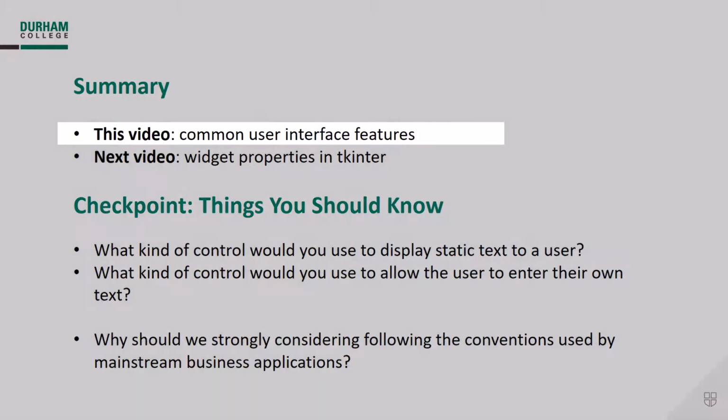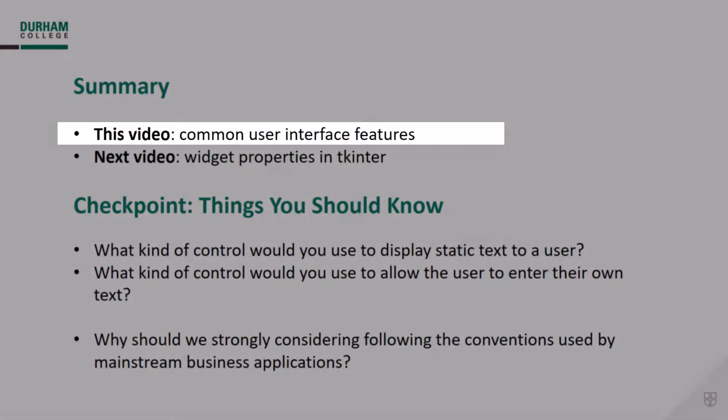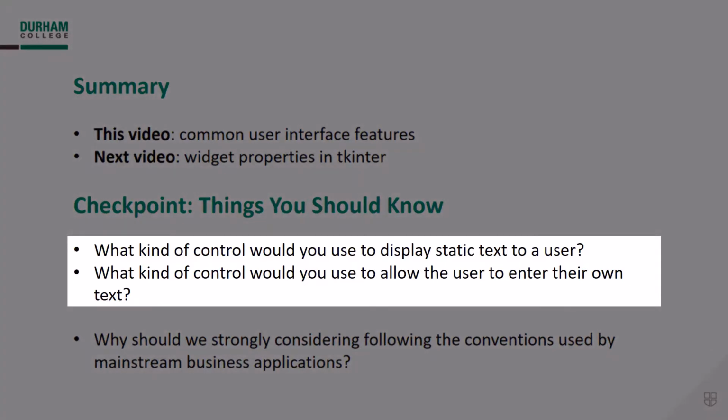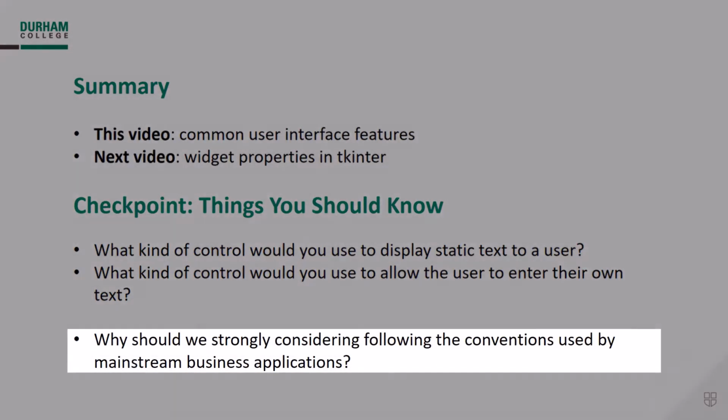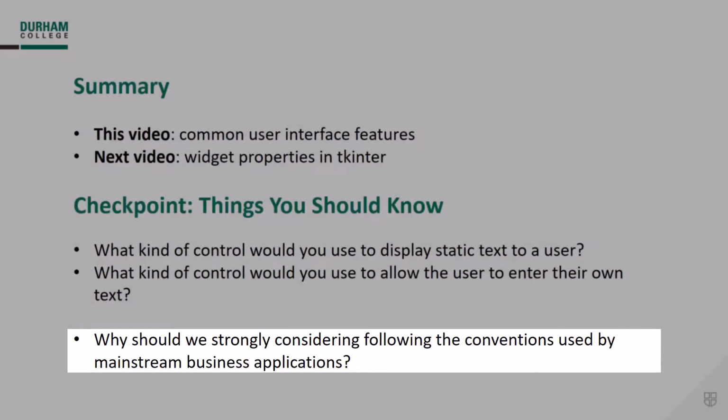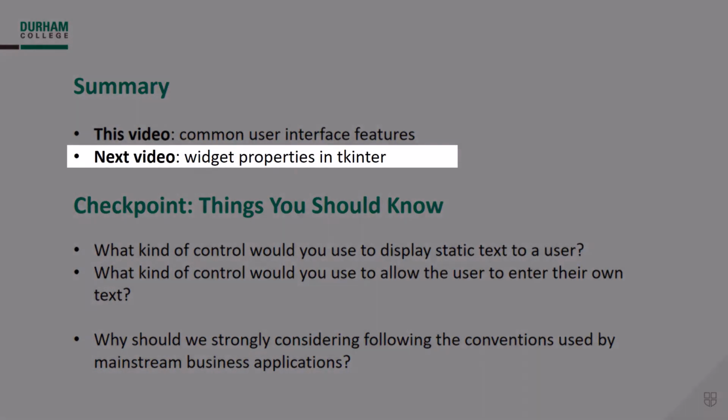So in this video, we talked about common user interface features, and things you should know at this point is what kind of control would you use to display static text to a user? What kind of control would you use to allow the user to enter their own text? And why should we strongly consider following the conventions used by mainstream business applications? In the next video, we're going to talk about the tkinter package for Python and some widget properties.